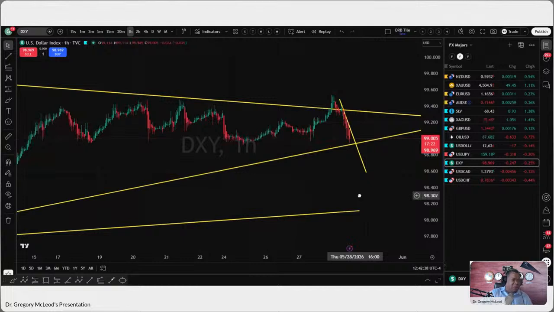Let's look at silver. XAGUSD. He said, well, that doesn't even spell silver, Greg. I know. I didn't invent it, guys. I just trade it.